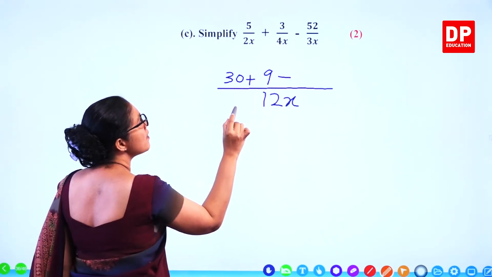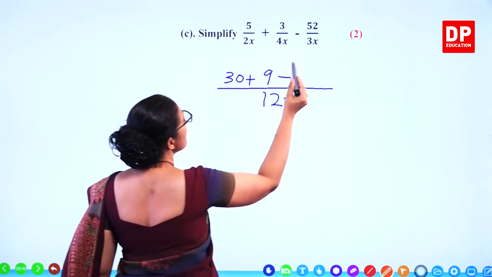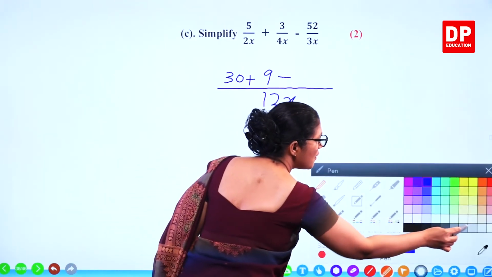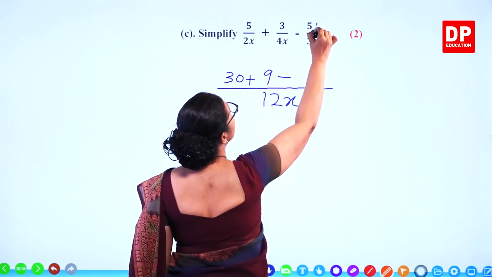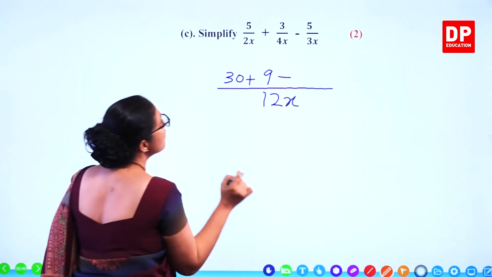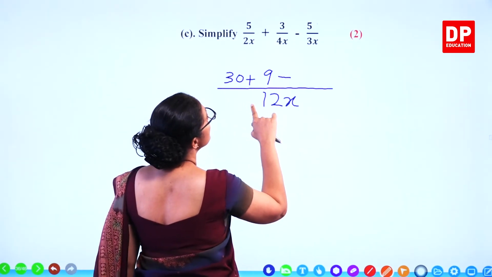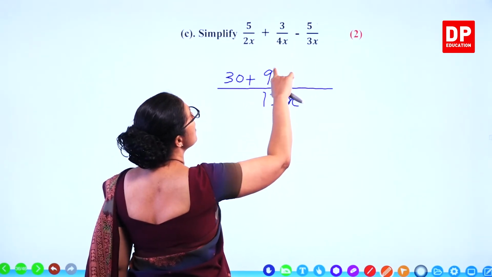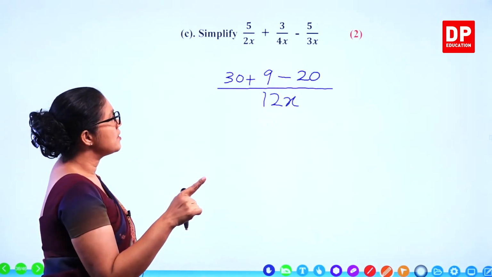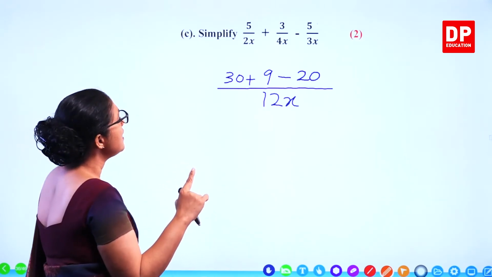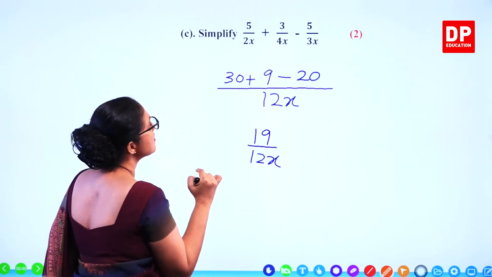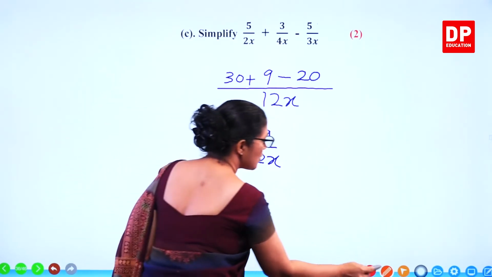3 times 4, 12. 4 times, here this is 5, not 2. So you can find 5 times. This is 4 times 3, 12. 4 times 5, 20. Now 30 minus 20, 10. 10 plus 9, 19 over 20x is the answer. So you get 2 marks for that.